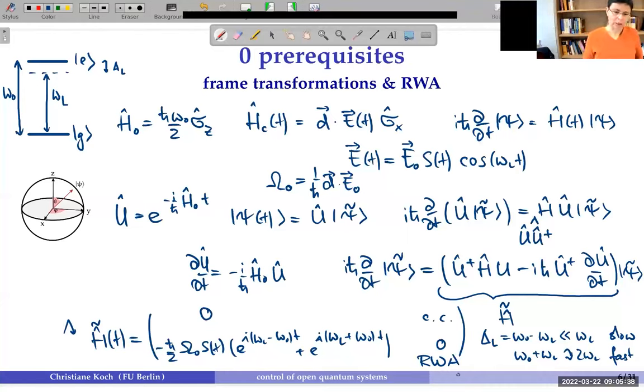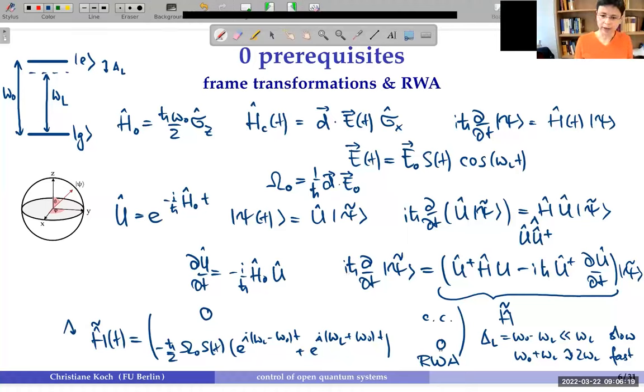And now what I'm asking you to do in this first problem, problem 1.1, is to do this frame transformation, not necessarily with H0, but with sigma Z or with a Hermitian operator. And you have different choices of the parameter that appears in the unitary transformation that gives you slightly different rotating frames. And it would be good if you visualize exactly how the reference frame is rotating when you do this transformation.